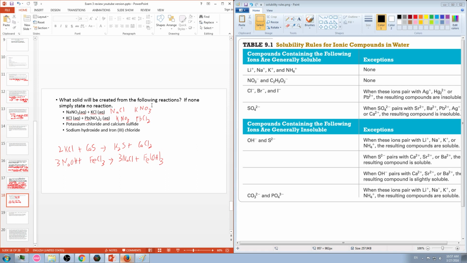We can then go to the last one. We formed sodium chloride. We've already looked that up. That's soluble. And then we formed iron hydroxide. Hydroxide is generally insoluble, and iron is not listed as an exception. So for the fourth question, the solid would be iron hydroxide. Iron 3 hydroxide. Don't forget to put that part.